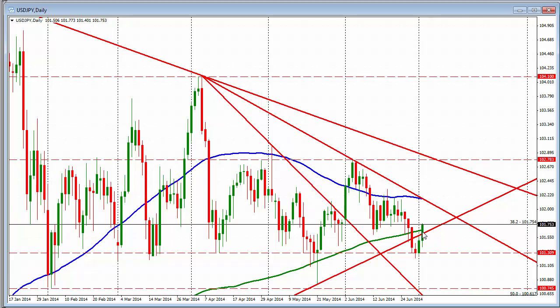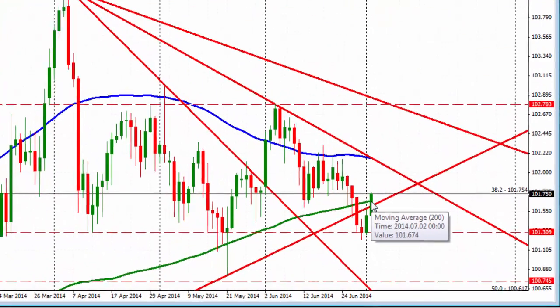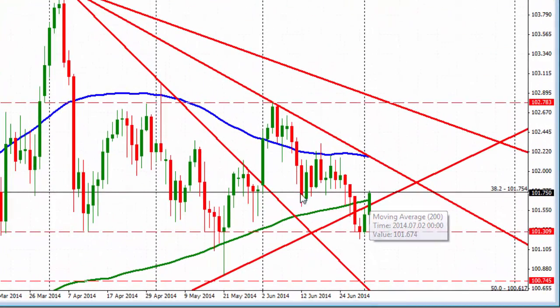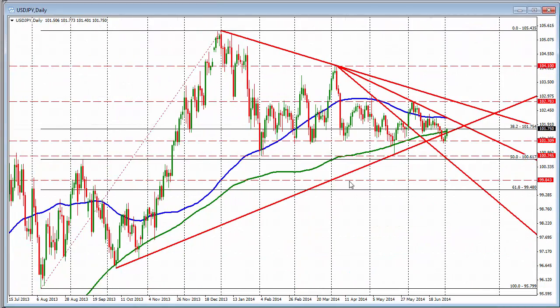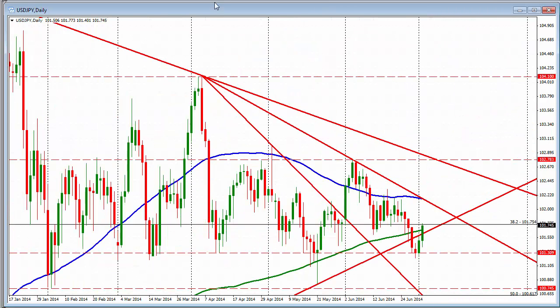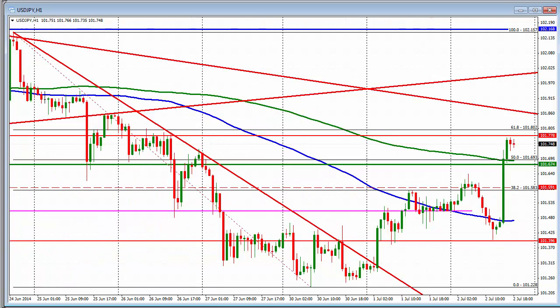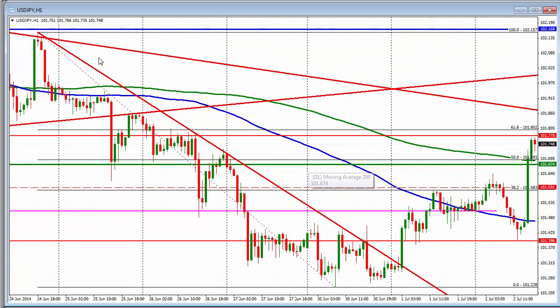But today, what did we do? We came back and moved back above that 200-day moving average. We also moved above this trend line connecting a low to a low to a low here. In yesterday's trade, we moved right up to the underside of that trend line. Today, we moved above it, and above the 200-day moving average. So things are looking a little bit more bullish here for the dollar versus yen, helped again by that ADP report.